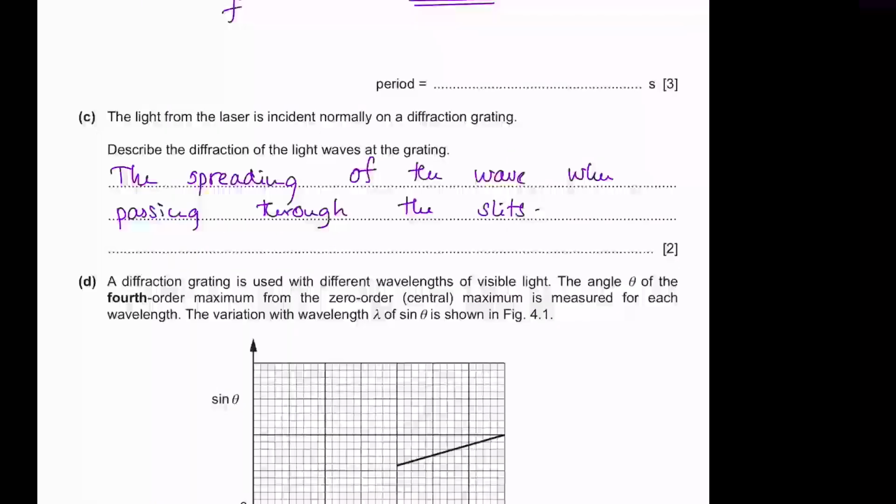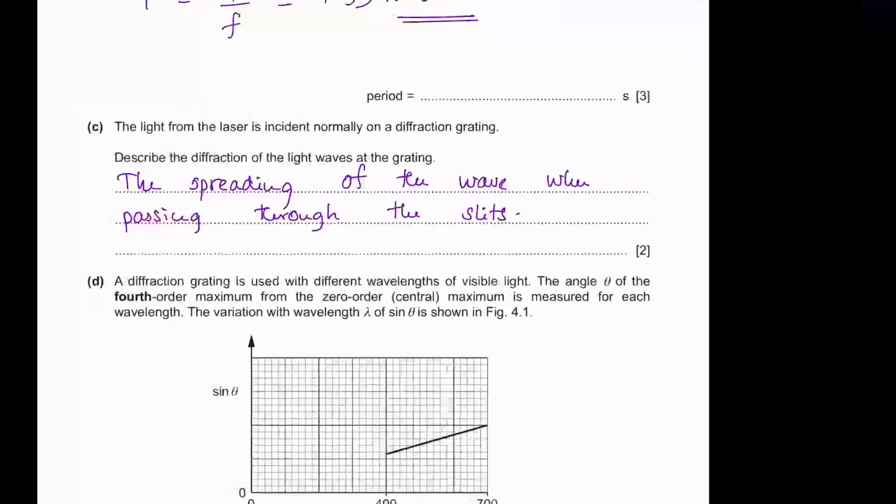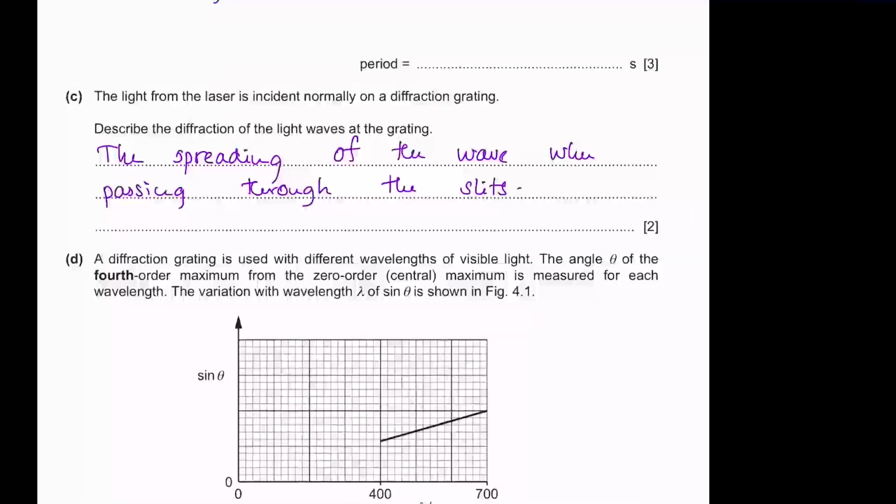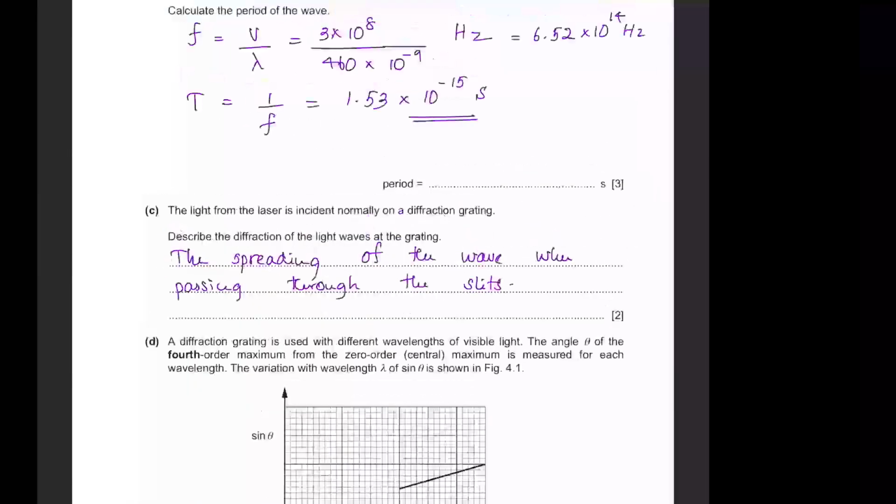A diffraction grating is used with different wavelengths of visible light. The angle theta of the 4th order maximum from the 0 order central maximum is measured for each wavelength. So they have given the sine theta versus lambda graph for the 4th order maximum. The gradient of the graph is G. Determine an expression in terms of G for the distance d between the centers of 2 adjacent slits in the diffraction grating.